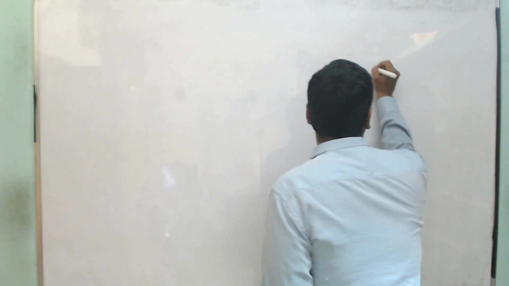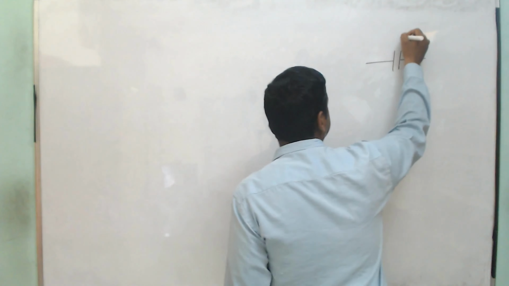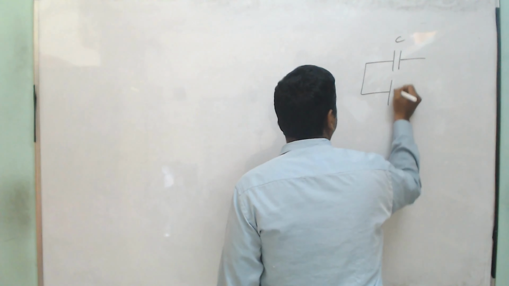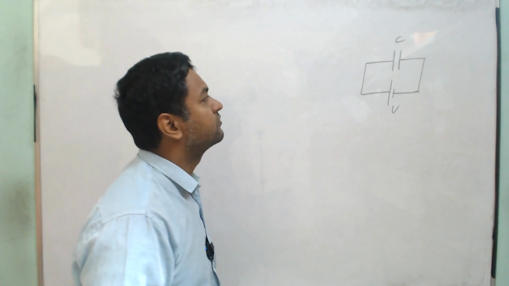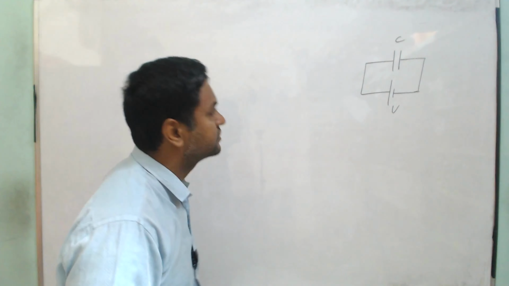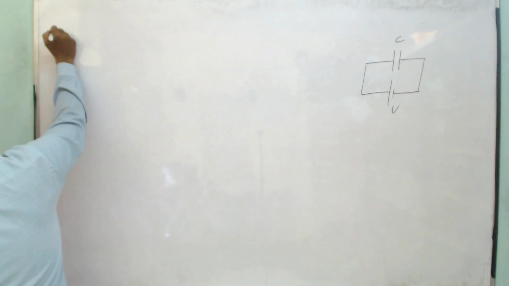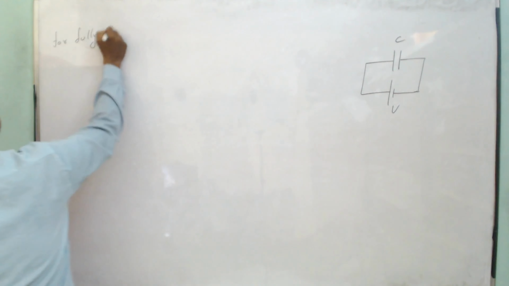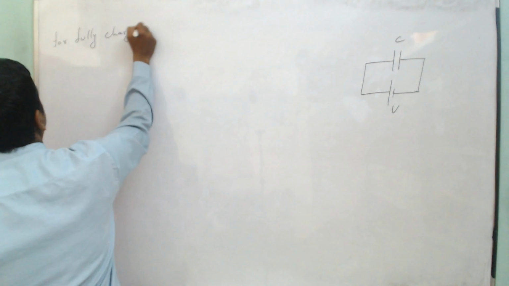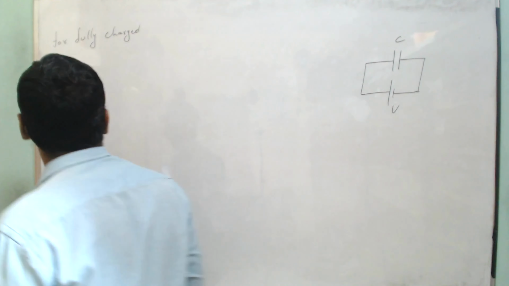Suppose there is a capacitor having a capacitance C attached to a battery of potential V. Once the capacitor is fully charged, we will have Q equal to CV.